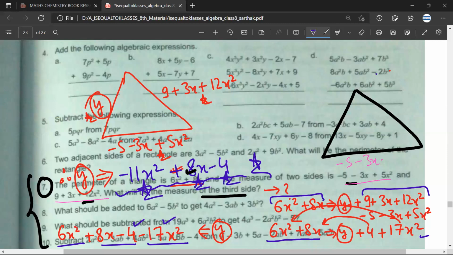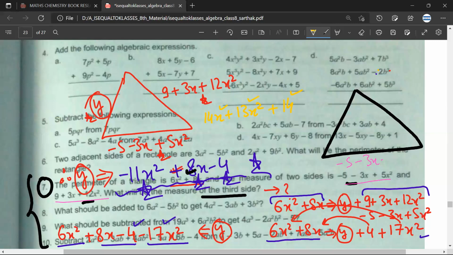What is the answer which is mentioned at the back of the book? 14x plus 13x square plus 14. This is what they have mentioned. Mr. Sarthak, this is what they have mentioned, 14x plus 13x square plus 14. Yes, sir.